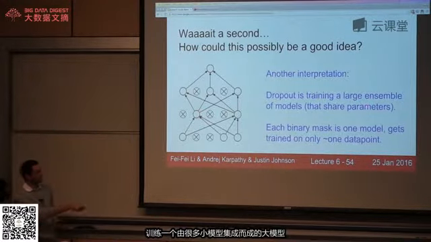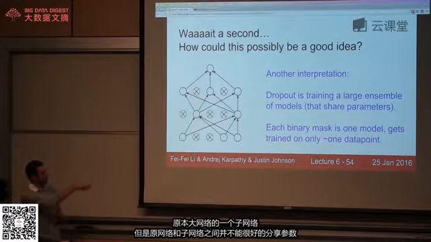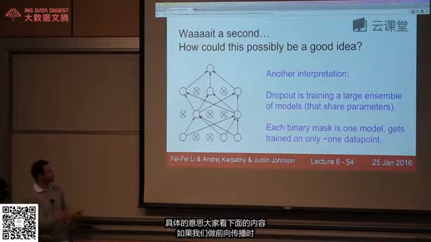So dropout can be looked at as training a large ensemble of models that are basically sub-networks of this one large network, but they kind of share parameters in a weird way. So to understand this, you have to notice the following.